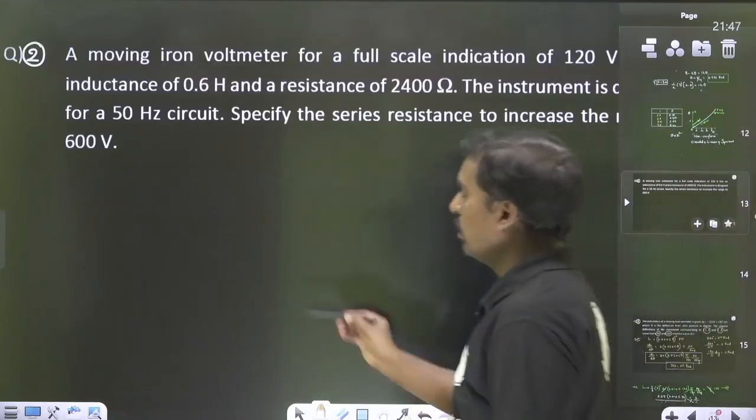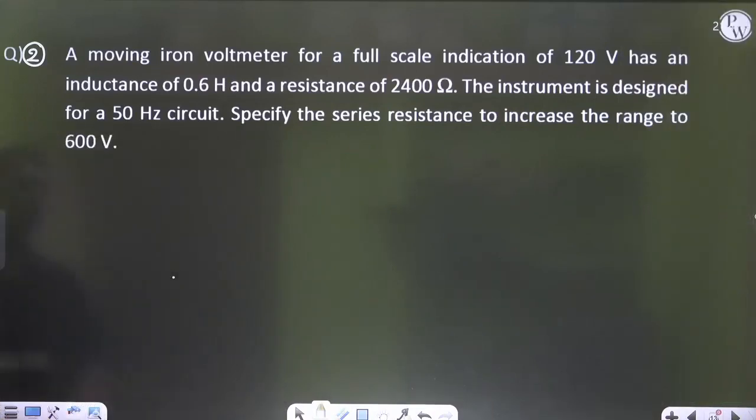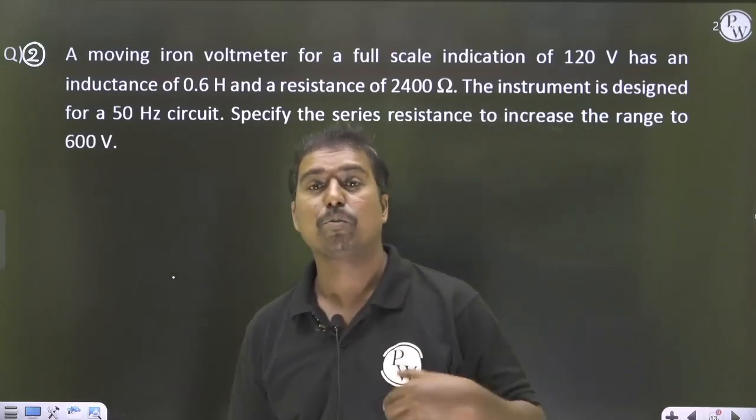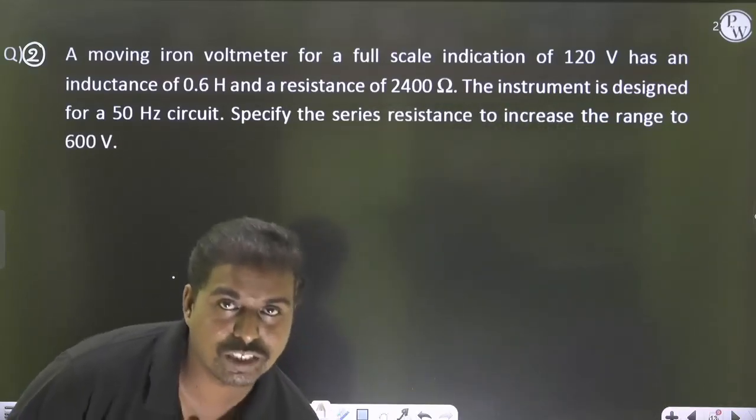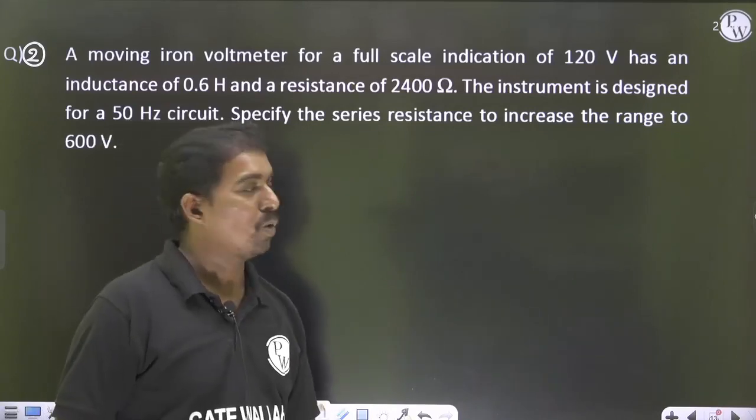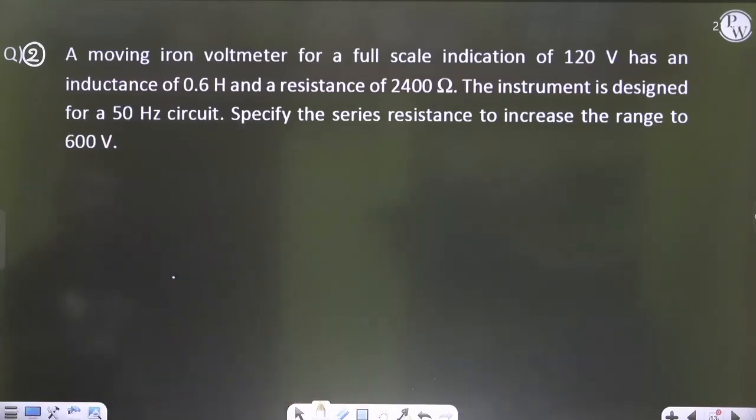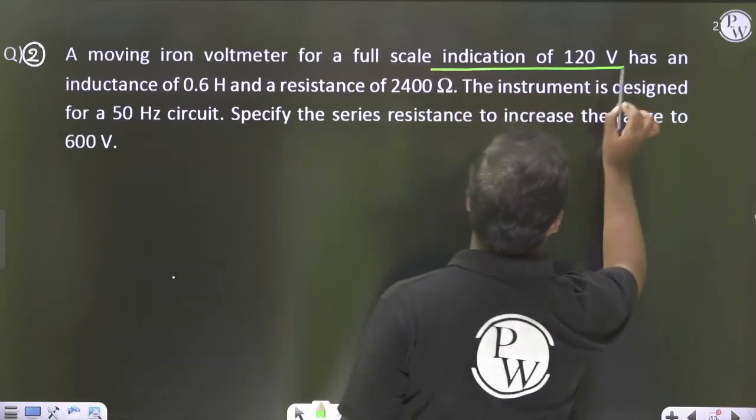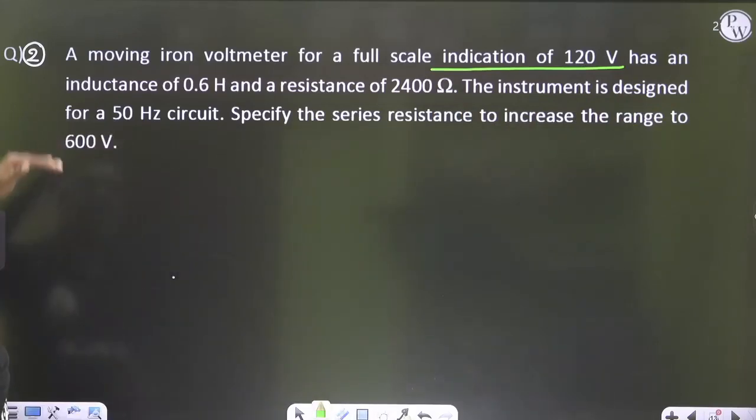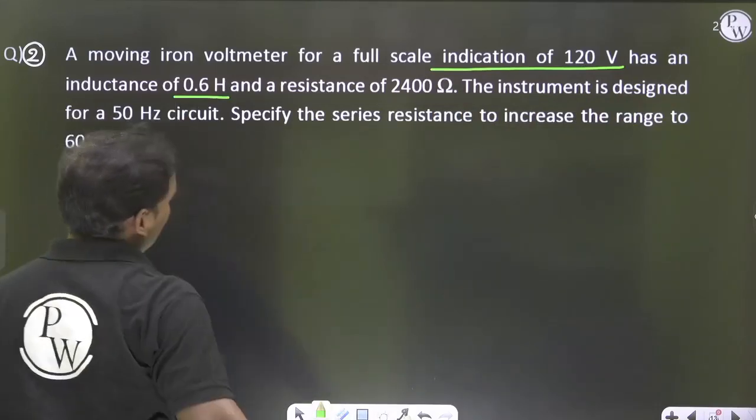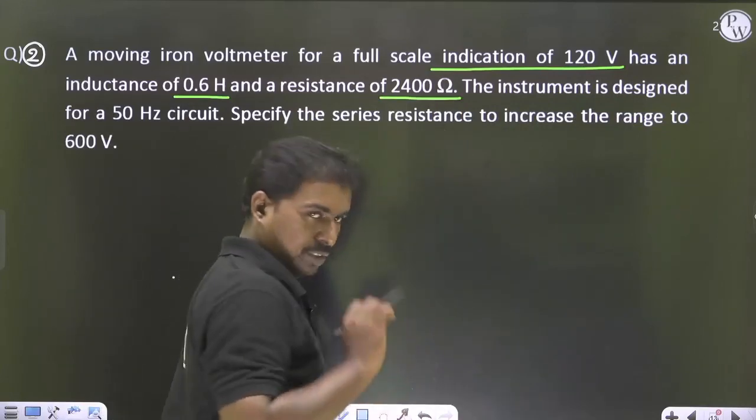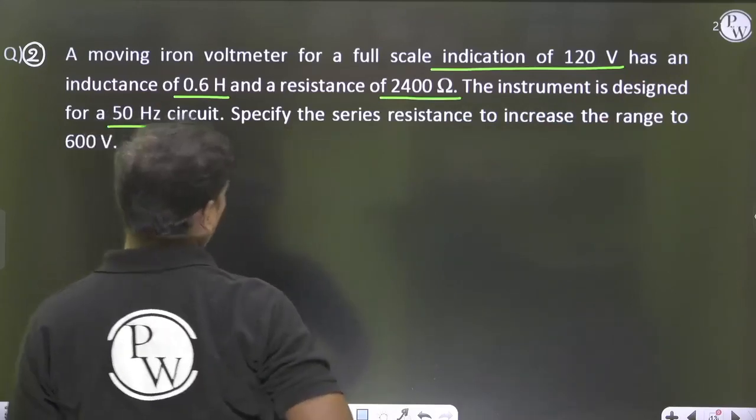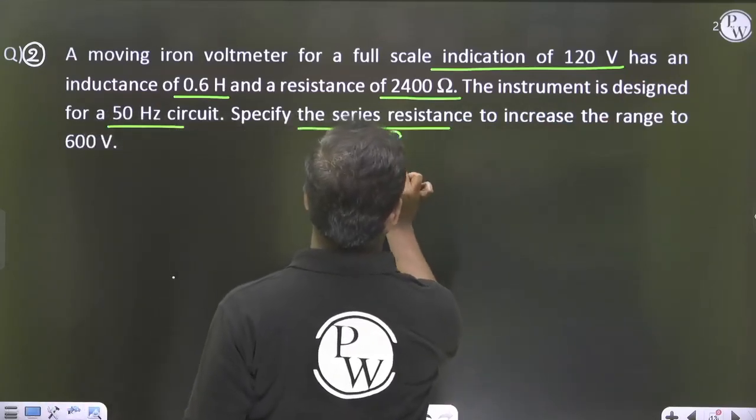Now let us move to question number 2 in your booklet, in your PDF. So this is a range extension of the moving iron voltmeter. Let us see the question. A moving iron voltmeter for a full scale indication of 120 volts has an inductance of 0.6 Henry and a resistance of 2400 ohms. The instrument is designed for a frequency of 50 Hz circuit. Specify the series resistance is asked.